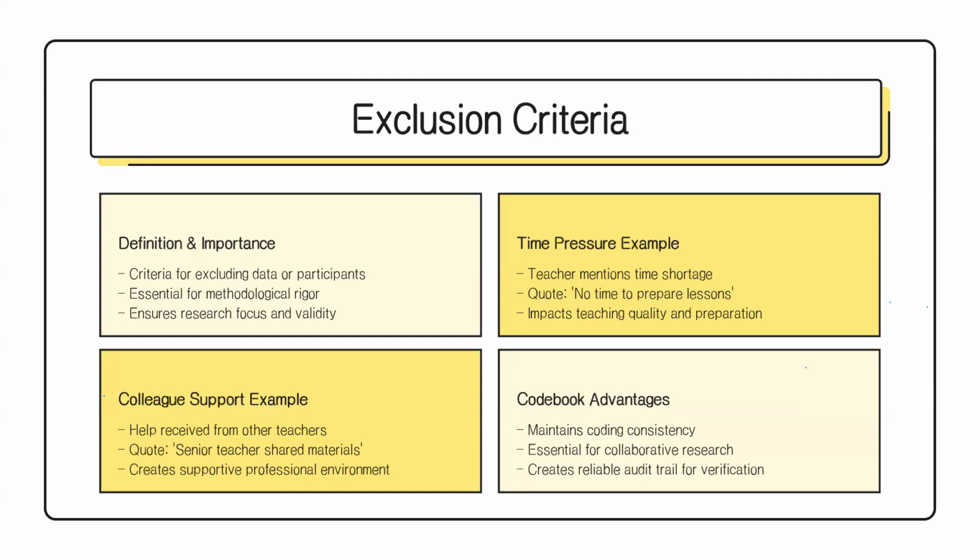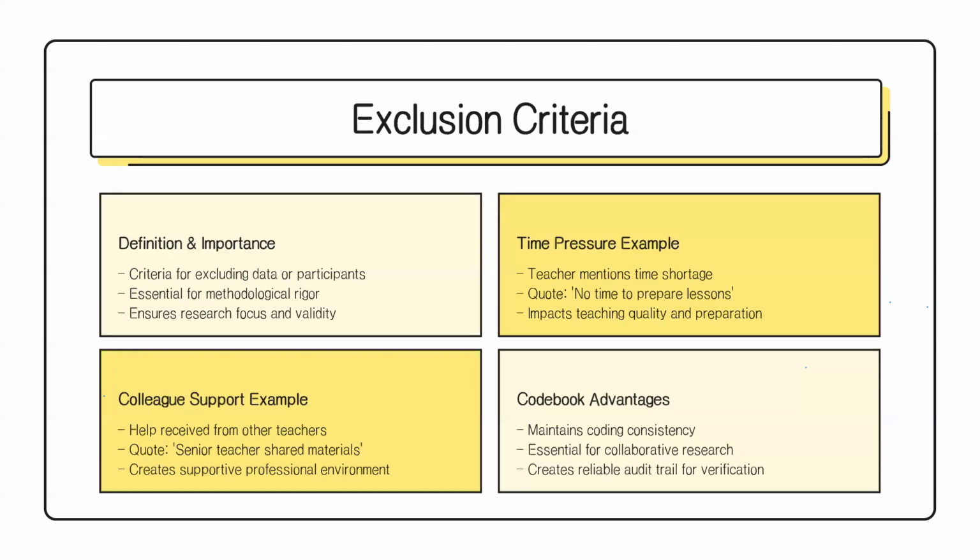For example, if you are studying teacher resilience, you might exclude teachers with less than 1 year of experience because they are still in the initial adjustment phase. Data about salary complaints, if your focus is on pedagogical challenges, not administrative issues. Participants who didn't complete the full interview process.